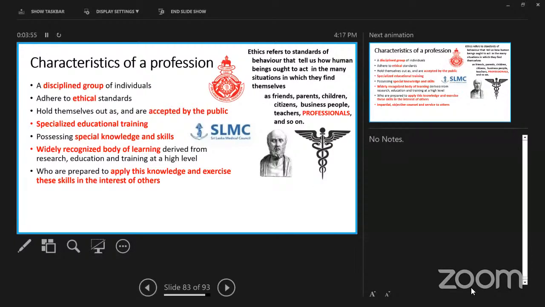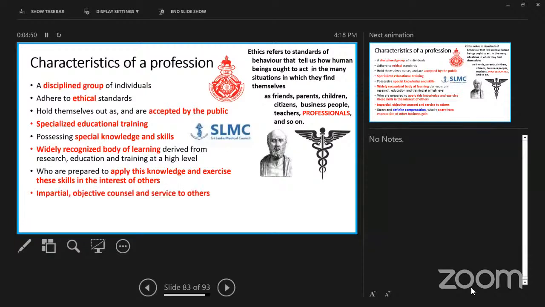Our profession has evolved from Hippocrates' time. There is a recognized body of learning in medicine and surgery, derived from research, education and training over the years. So we have specialized training, knowledge and skills, shaped over the years. That is how these professions become very similar. If you look at the characteristics of professions, you can see similar characteristics in law, engineering, and accounting. There is a certain degree of common, unique characteristics in those professions, although they may not be as old as medicine or surgery.